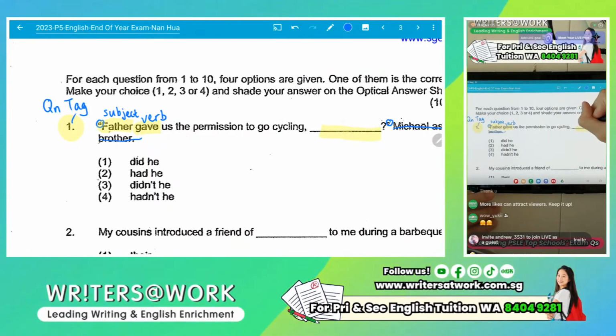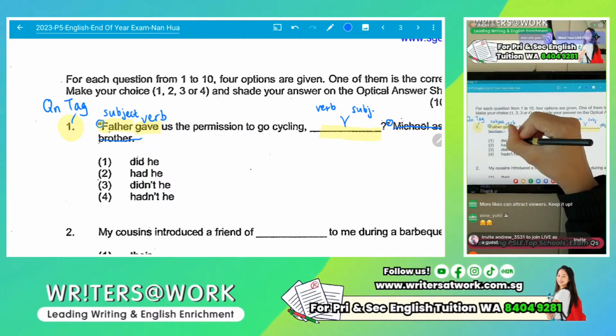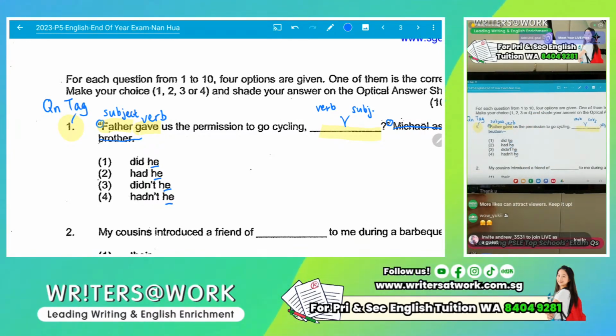You have a verb and a subject. In this case here, the subject refers to father. So any pronoun that refers to father, a masculine pronoun, would give you the mark. We see our options over here. We have he, right? He is the masculine pronoun relating to father. So that is correct for the subject portion of the question tag. How about the verb portion? For the verb portion, it's slightly trickier. It's not as simple.